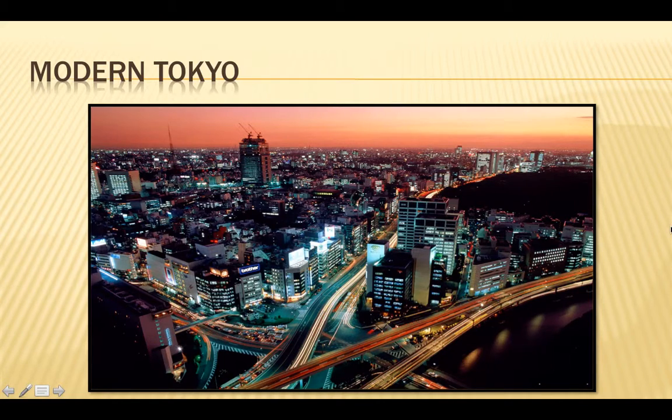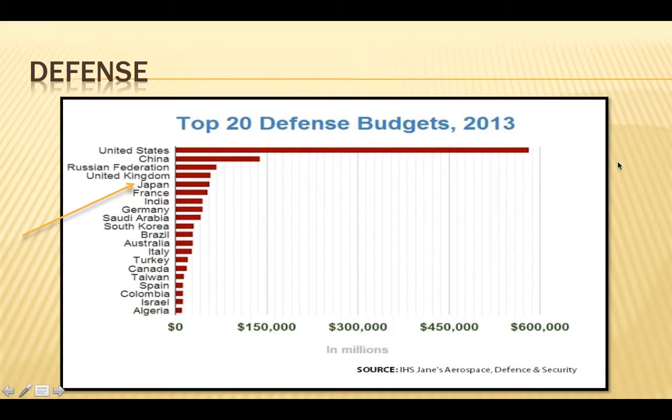This is what Tokyo looks like today. They have an extremely high defense budget. Again, just behind the United States, China, Russia, and the United Kingdom.